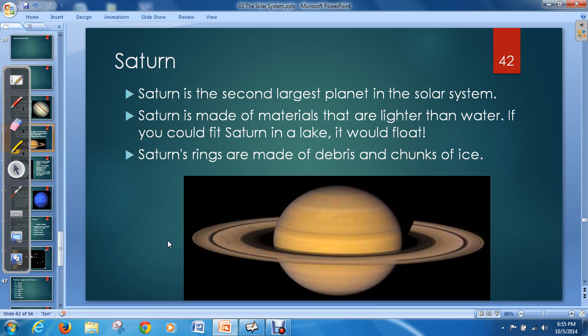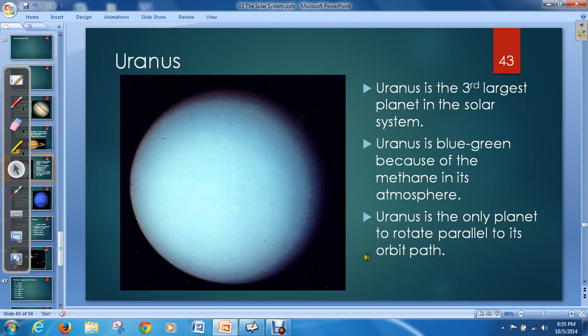And then also those rings that we're so familiar at seeing, so familiar at associating with Saturn, are just kind of made of rock debris and chunks of ice and other materials that kind of just have gone into these orbits around Saturn. Okay, then there's Uranus. Okay, third largest planet in the solar system.